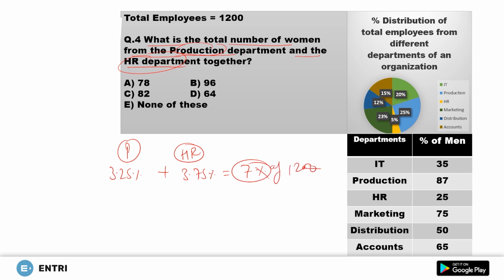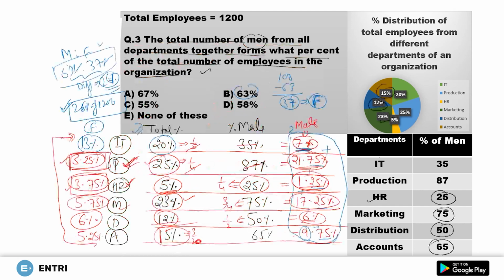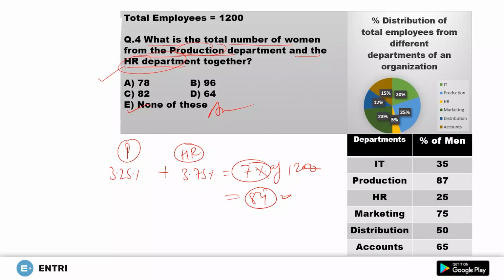This will cancel out by this. What will you get? You will get 84. 84. None of these. None of this is the answer. So I hope this concept is clear. If you have calculated these values, you can easily find out this question also. Now move to the next question.